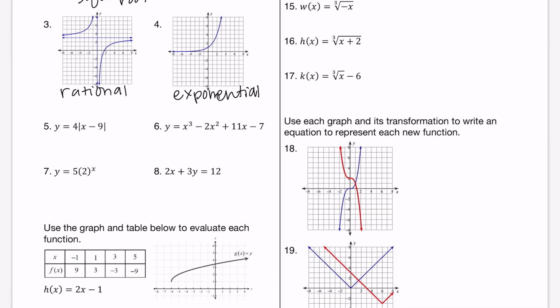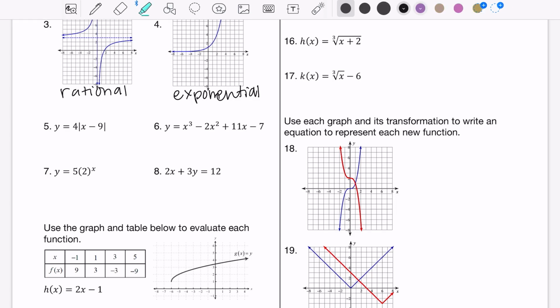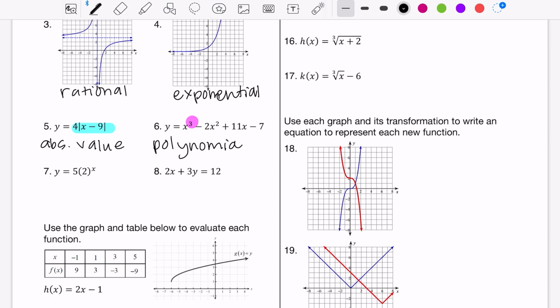Okay, but now we get these equations, and how are we going to know which one's which? So you have these bars right there, so that is definitely going to be an absolute value. And then the next one, you have x to the third power, which means that we would call this a polynomial because it's a power higher than 2, and we have names for graphs that are a power of 1 or a power of 2.